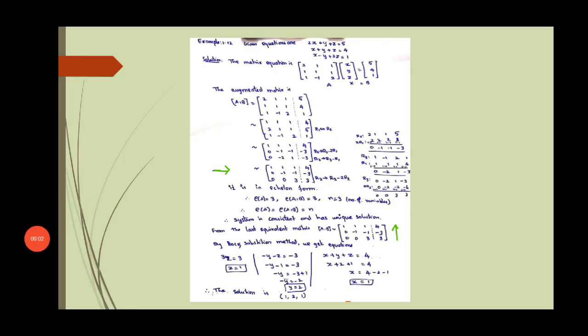Example number 1.12 we are going to see. The given equations are 2x plus y plus z equal to 5, x plus y plus z equal to 4, and x minus y plus 2z equal to 1. So the solution: the first step, we know, is to write the matrix equation. So the matrix equation we are writing is A matrix x equal to the B matrix. You know how to write AX equal to B.